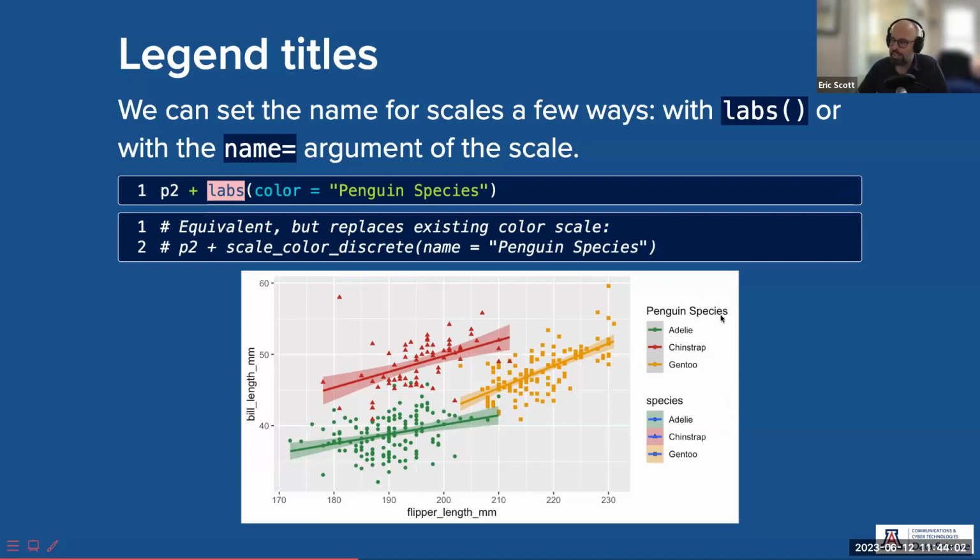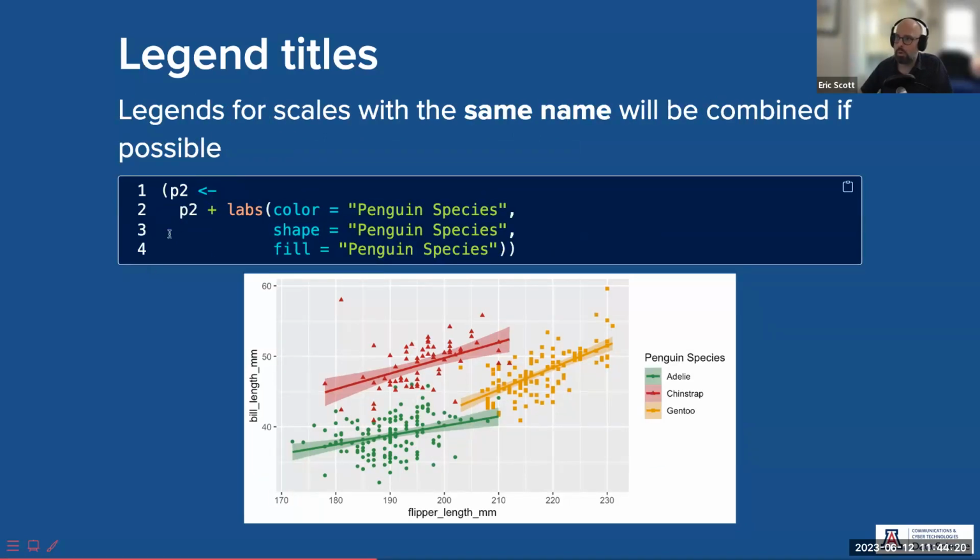Now, this has done this undesirable thing again, where now there's two legends. There's one that just has color in it, and then there's one that has the shape and the fill in it. So we need to actually give names to all of those scales to get them to be recombined. We have to say color is penguin species, shape is penguin species, and fill is also labeled penguin species. And then ggplot will do the smart thing and combine them all into a single legend. As long as they're mapped to the same data and they have identical names, ggplot will combine them into the same legend.